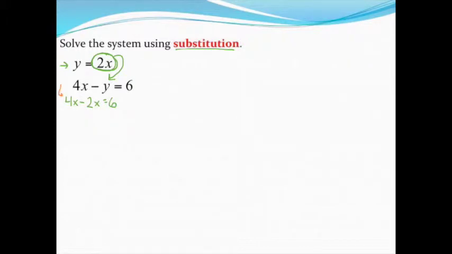Well, look what we have now. Why this is now easier for us to do, or possible for us to do, is we only have one variable. Well, two variables but only one different variable. And we can solve that algebraically. So let's combine some like terms. 4x minus 2x is 2x equal to 6, and I'll divide, and I get x equals 3.